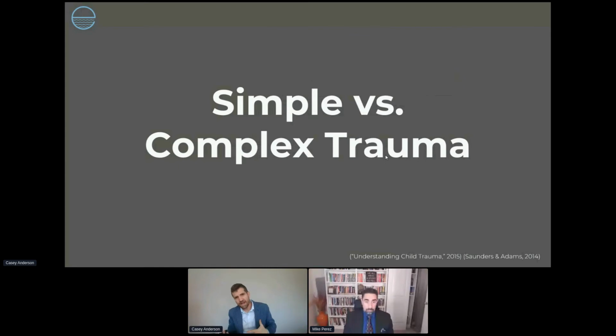Now, in contrast to simple trauma, there is what's known as complex trauma or developmental trauma, as the case may be. And I'll tell you that I can count maybe on one hand how many children I've treated who meet the criteria for single incident trauma. The vast majority of children that I've helped over the years have a complex trauma history. And so complex trauma refers to the sum total of multiple traumatic exposures.